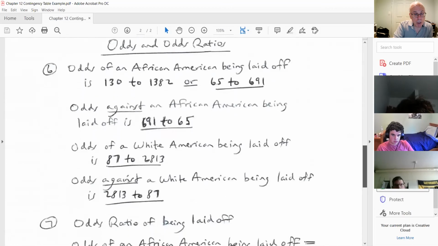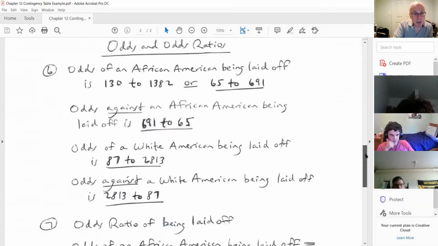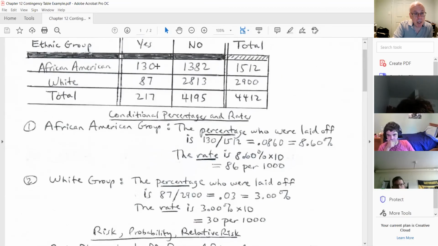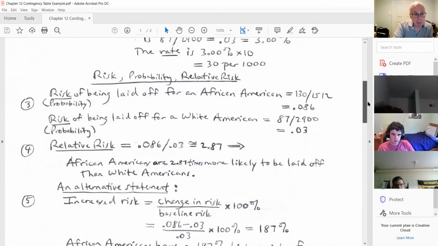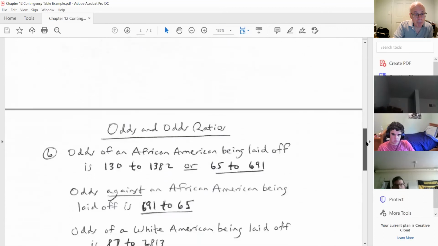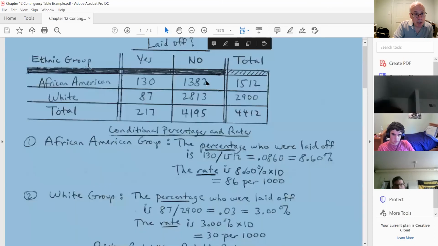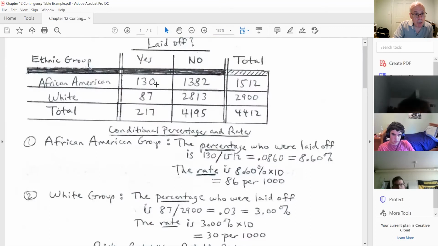Odds also can be calculated. And how do we find the odds of an African American being laid off? It's simply the number that are laid off divided by the number that are not laid off. That's the odds. Or you could say 130 to 1382. That's another way of saying that. You want to know the odds of an African American not being laid off, and it would be 1382 divided by 130, or 1382 to 130, just the reverse.